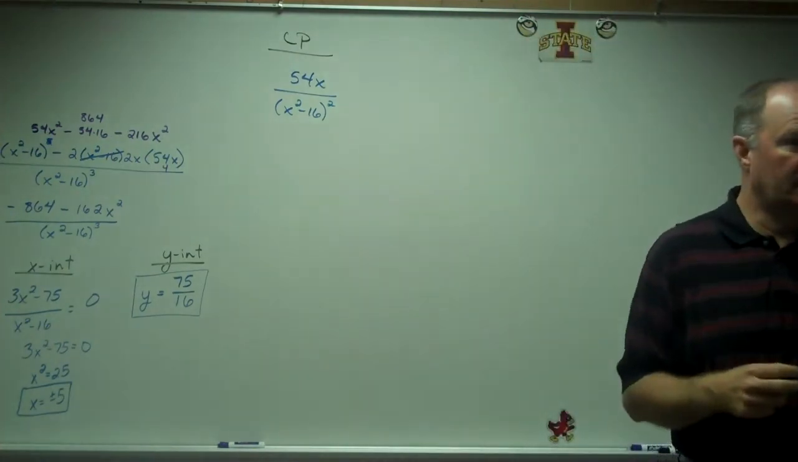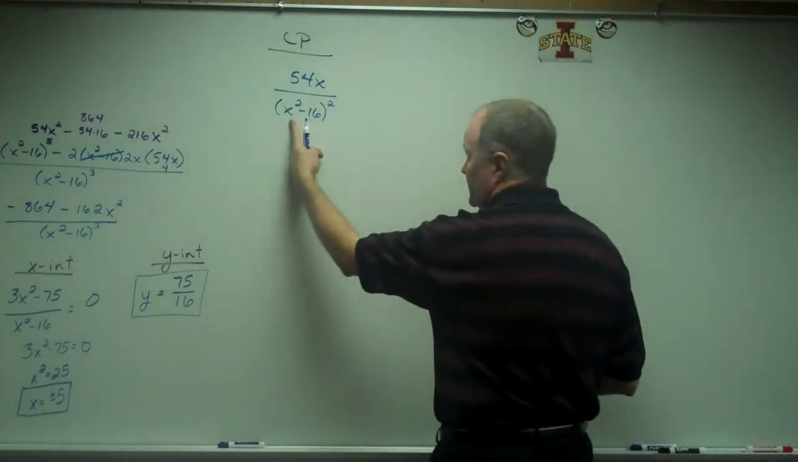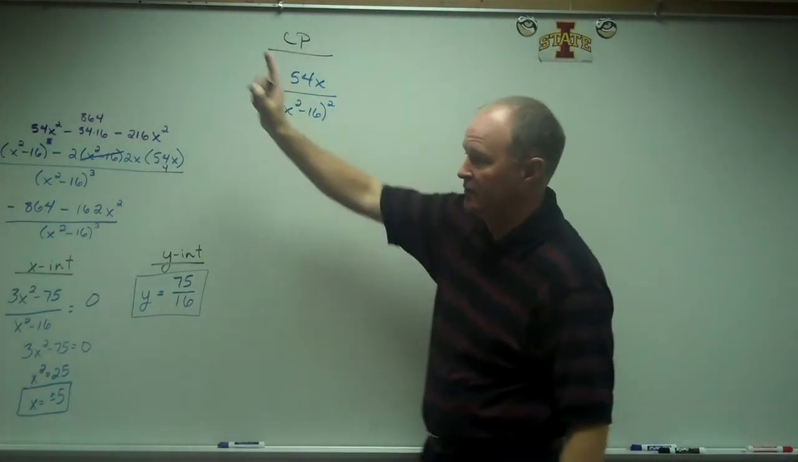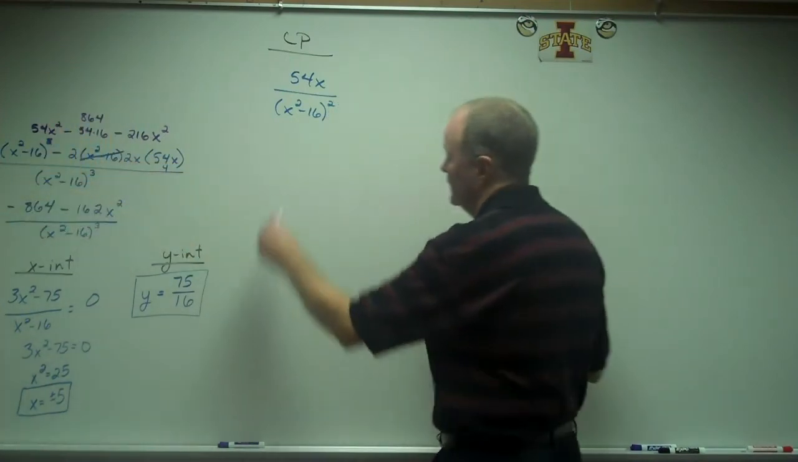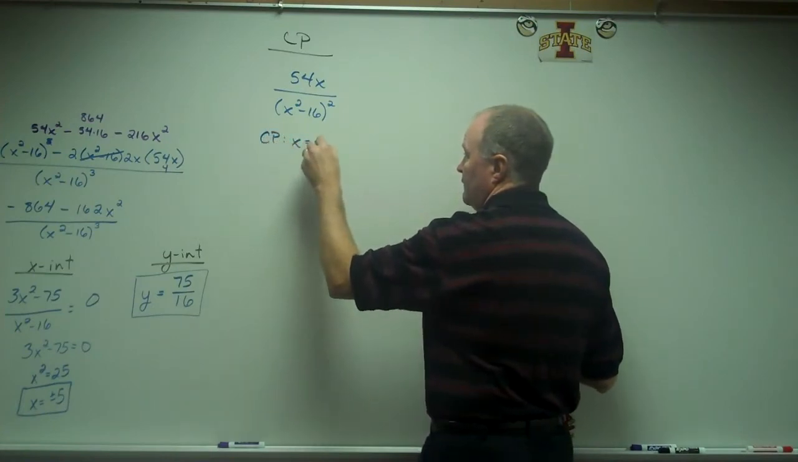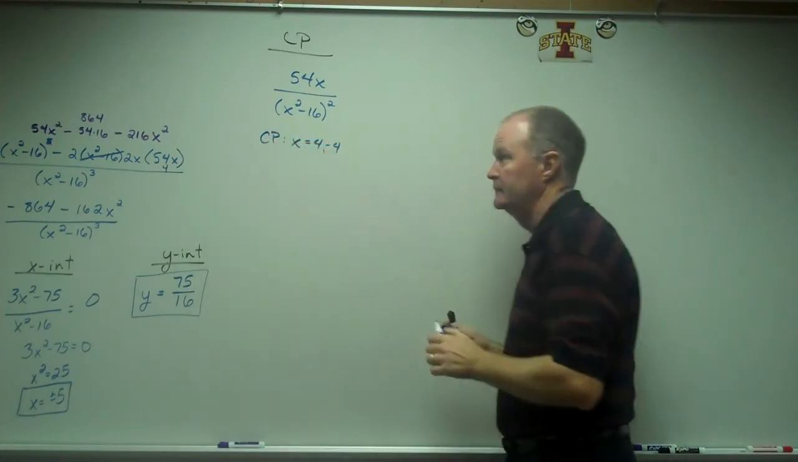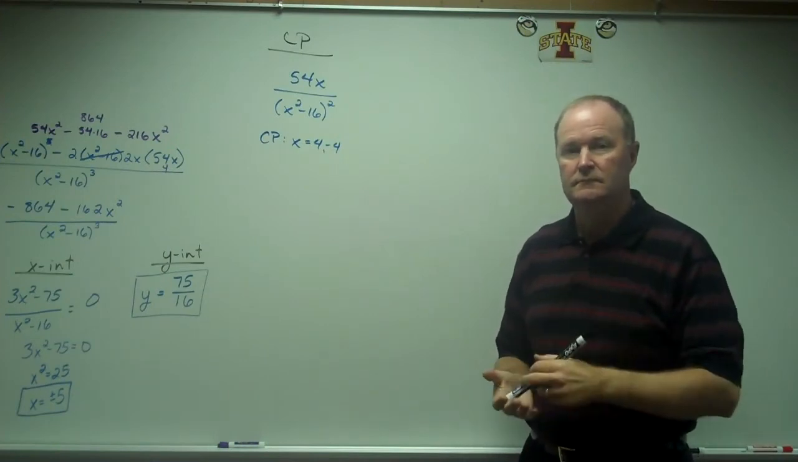Since we have fractions, we've got to worry about type 1s and type 2s. Type 2s: 4. Type 2 blows it up, right? So it's back to that whole thing, even back there with the domain. So we got CPs at 4 and negative 4.